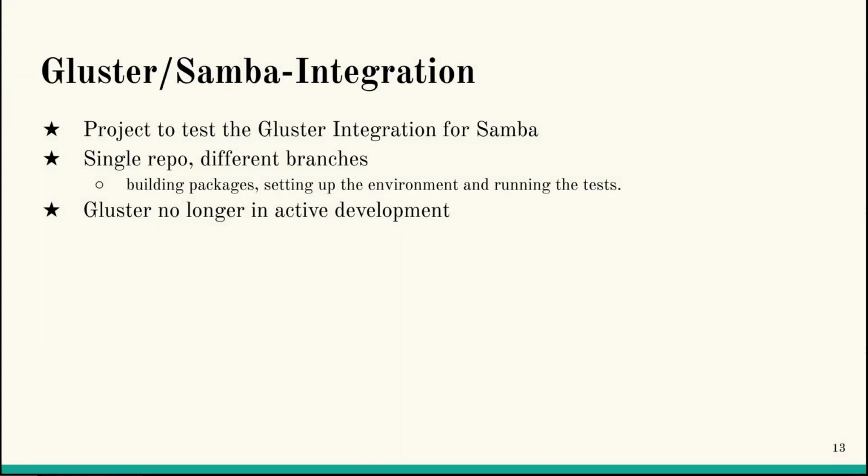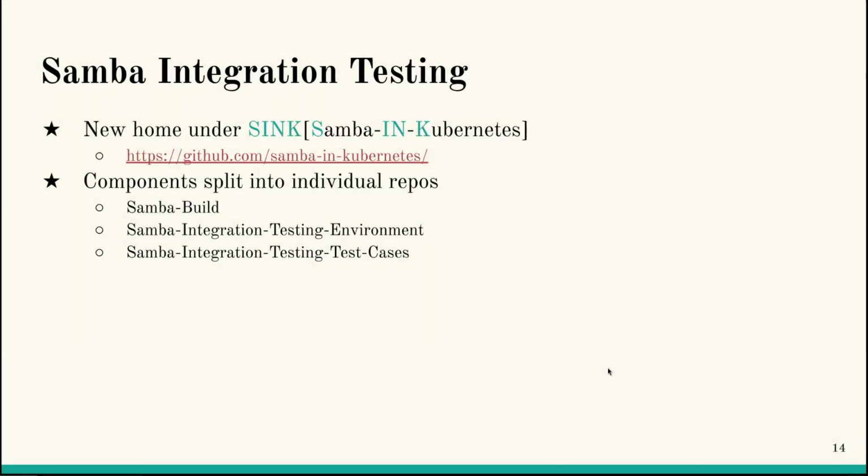So the project, when it started 4 years ago, started off as the Samba Integration project, which was hosted under the Gluster project. However, GlusterFS is no longer under active development, but we were looking to use the same infrastructure to test other clustered file systems. Another problem we faced with the repo was that it was made up of distinct parts, which were hosted under different branches. This made maintenance more difficult. So we gave the project a new home, and we split the parts into their own individual repositories.